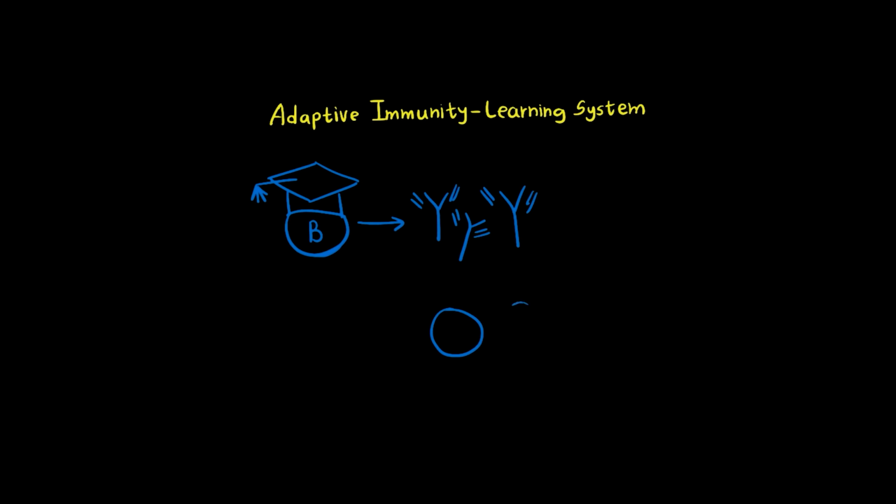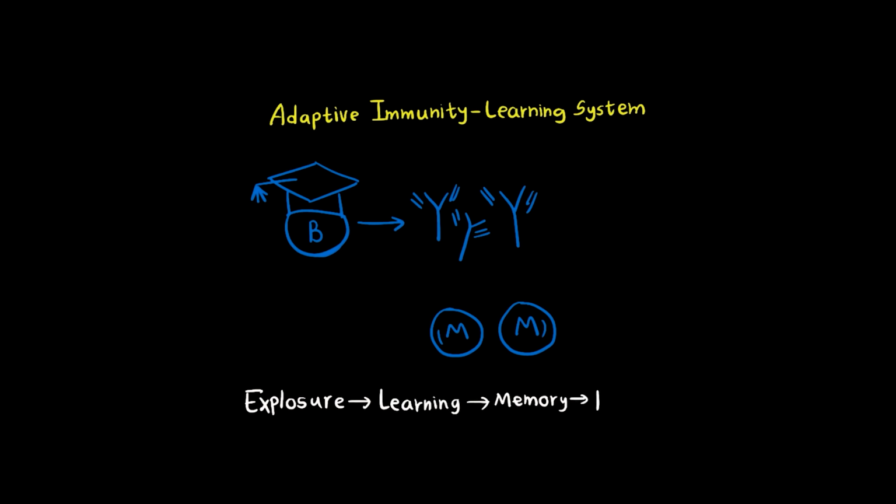But here's the brilliant part. After defeating the threat, some of these educated cells become memory cells. They're like security guards who never forget a face. Years or decades later, if that same pathogen appears, these memory cells launch an immediate, powerful response. This is why you typically get chickenpox only once, and why vaccines work. It's not passive immunity, where you borrow antibodies temporarily, or innate immunity that never changes. This is your immune system's education system, getting smarter with each exposure.